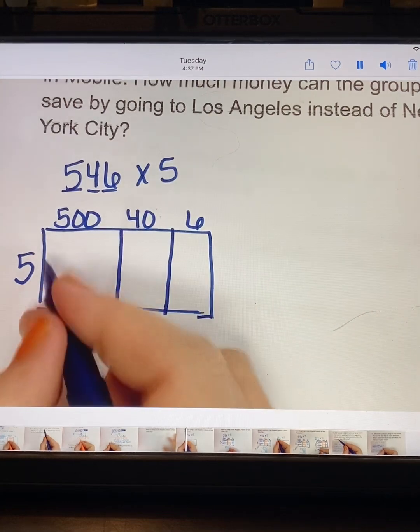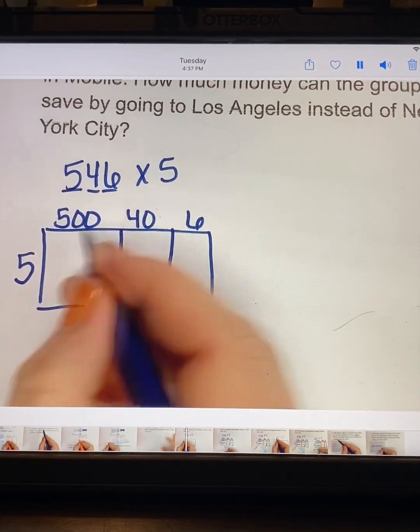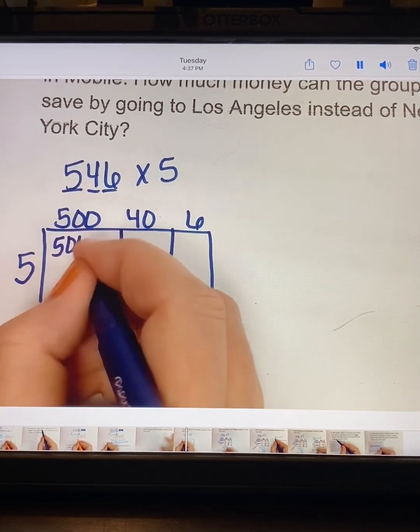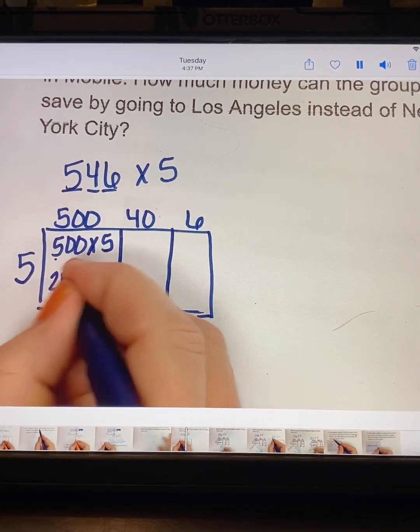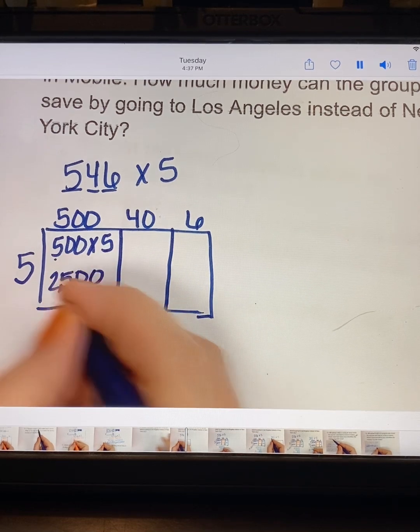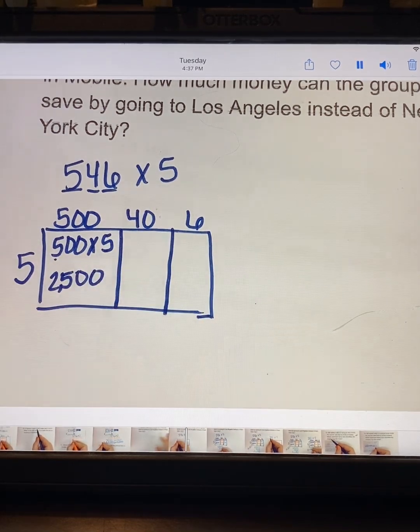All right, and here I'm going to multiply 500 times 5. 5 times 5 is 25. 2 zeros. So 500 times 5 is 2,500.